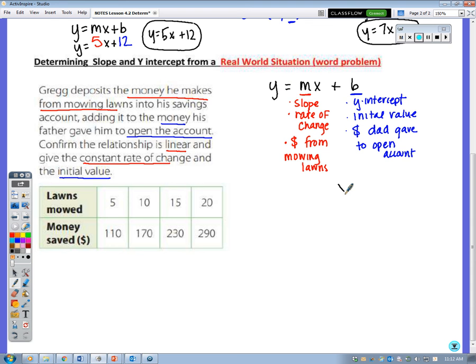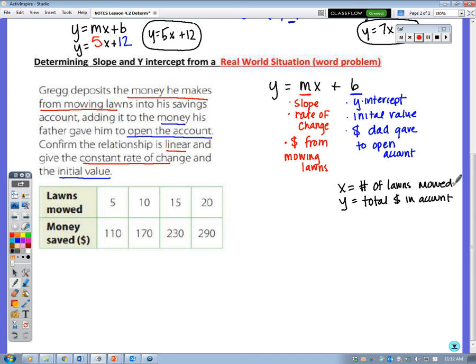So X represents our independent variable, which is our number of lawns mowed. And Y represents our dependent variable, his total money in this bank account. Because that is going to depend on how many lawns he mows, right? So this is our dependent variable because it depends on the number of lawns.